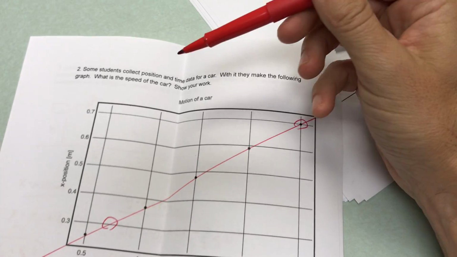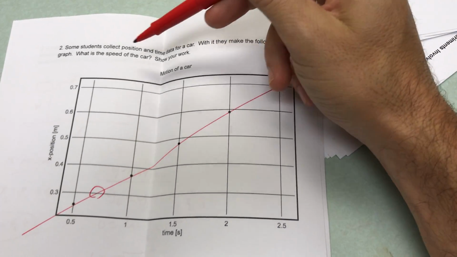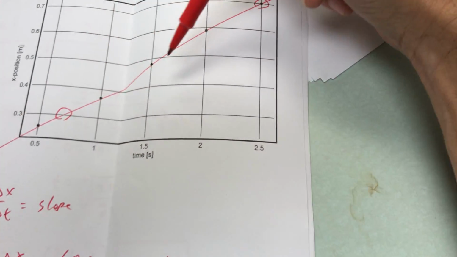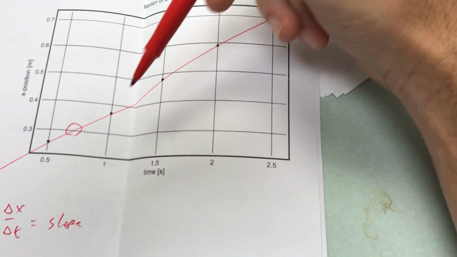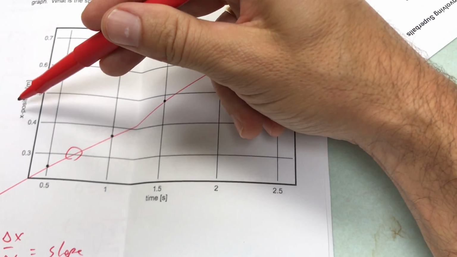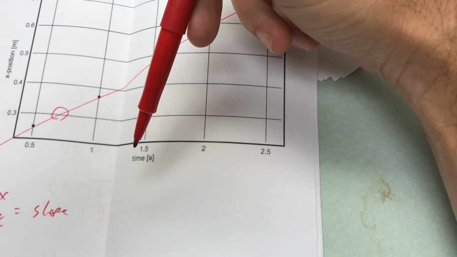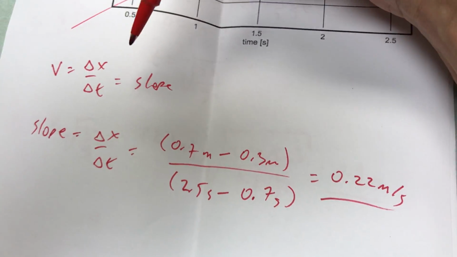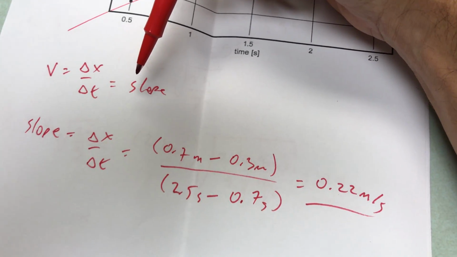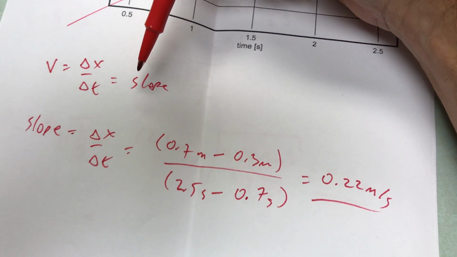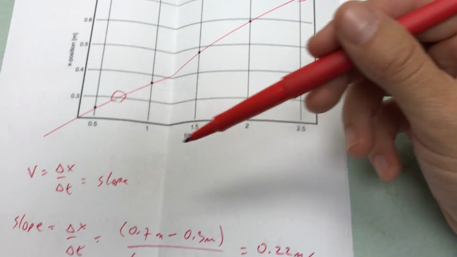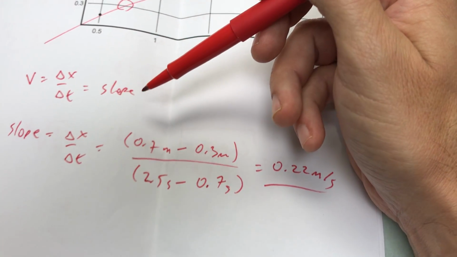Some students collect data on a car moving on a track, and they get the following. So this is position versus time, and you want to find the slope of this line, which would be the change in position over the change in time, which is the velocity. The delta x over delta t. It's not delta y over delta x. That's the generic formula for slope if this is y versus x, which it's not. It's change in x over change in t, and that's the slope.